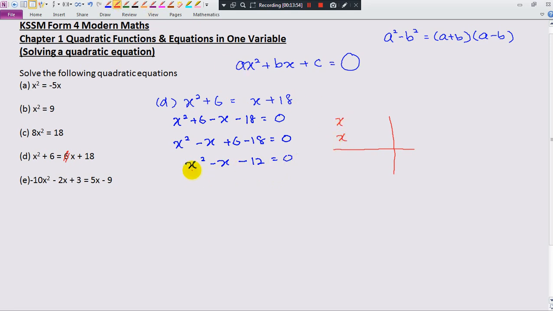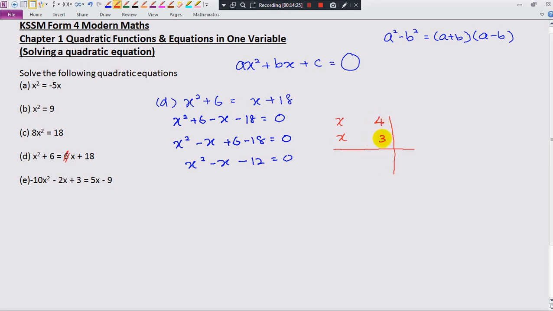x times x is equal to x squared, right? So these two multiplied together will give you negative 12. Normally I would just ignore the negative first. I just think about 12. It can be 3 times 4, 6 times 2, 12 times 1, and so on, right? So here we have 3 combinations: 1 times 12, 4 times 3, or 6 times 2. Here I would choose 4 times 3.